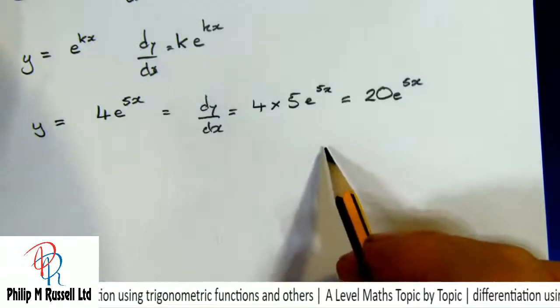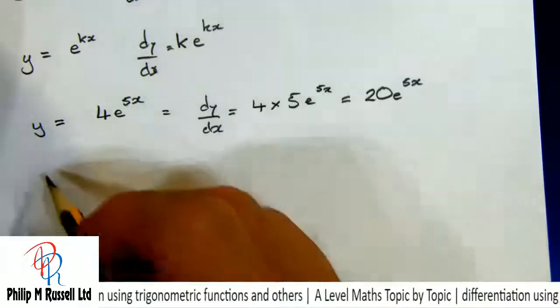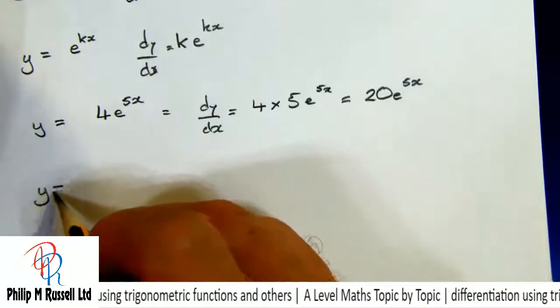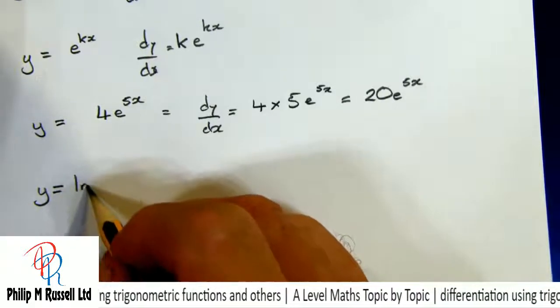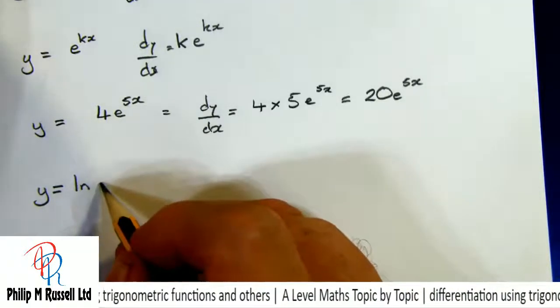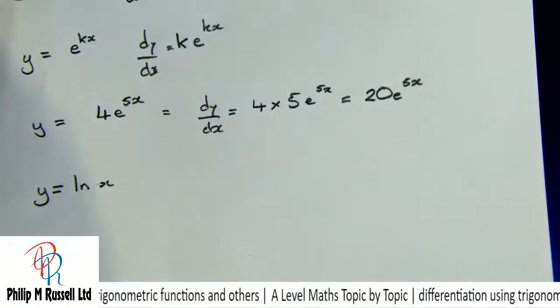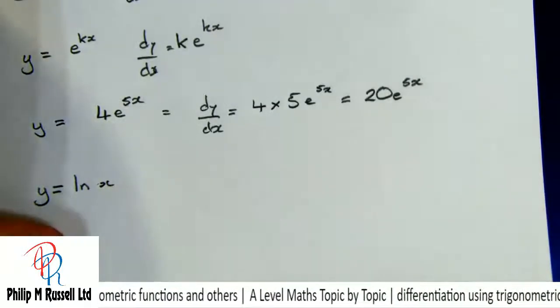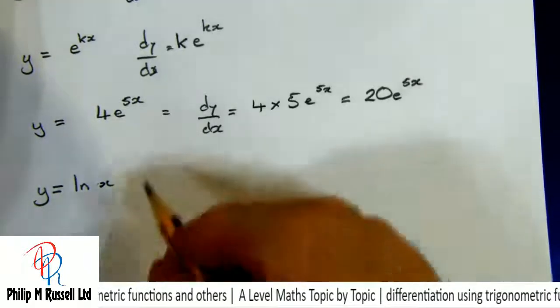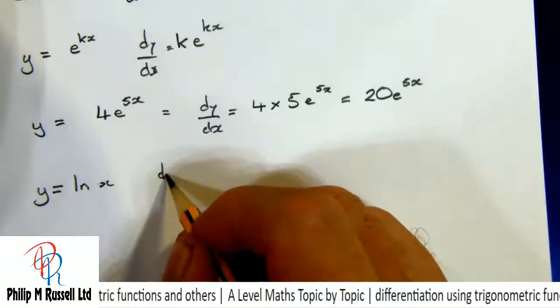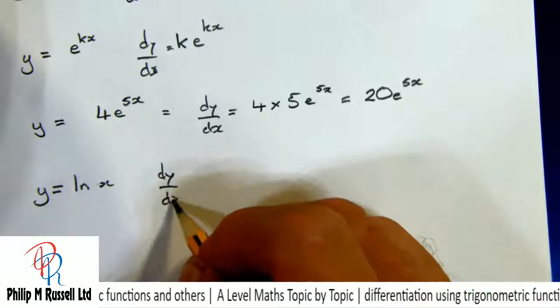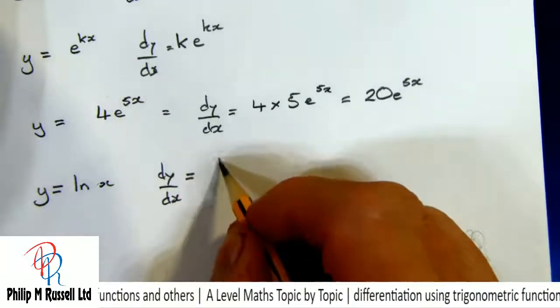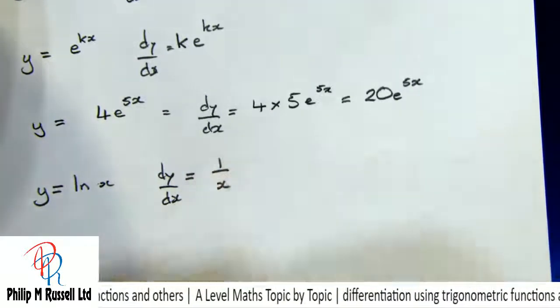The reverse of this is not quite so obvious. y equals ln x, or ln as some people call it, log to the base e. The derivative of this, dy by dx, is 1 over x.